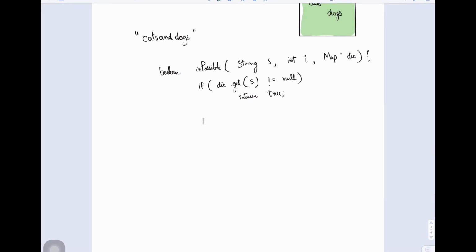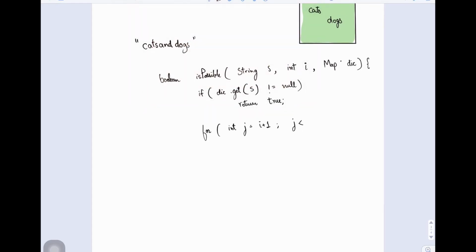Then we have to start partitioning our string. We are currently at index i, so our loop will begin from index i plus 1 till the last. So this j is actually representing where the substring should end. So our substring should begin from i plus 1. If this is i, it should begin from i plus 1, and it should go till the last partition that is possible, right? So the value becomes s dot length. This way the last partition will be cats and dog, and then s.